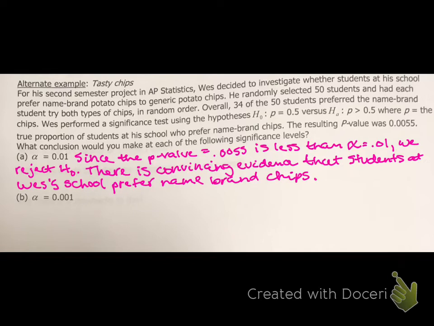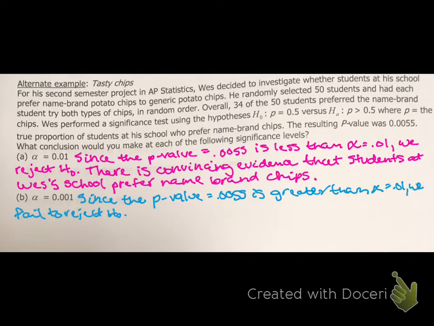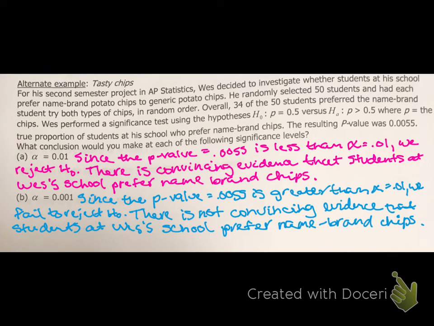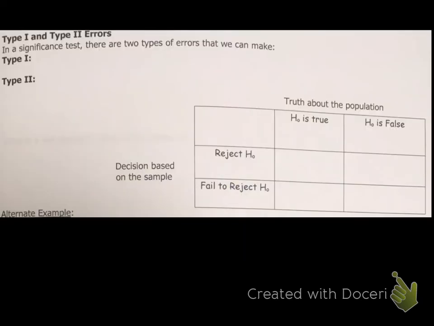Alpha equals 0.001. This time, my p-value is greater than my alpha. Since the p-value 0.0055 is greater than alpha equals 0.001, we fail to reject H sub O. There is not convincing evidence the students at Wesley School prefer name brand chips. Okay? All right.